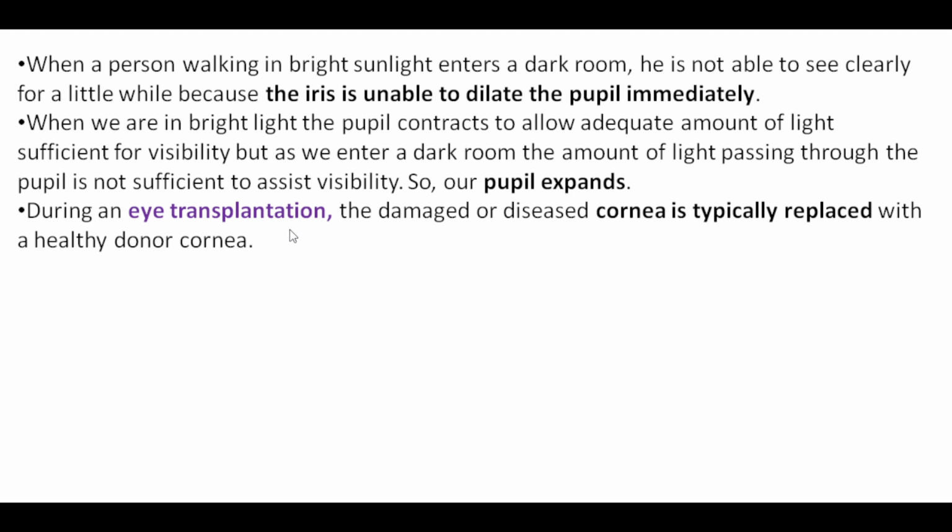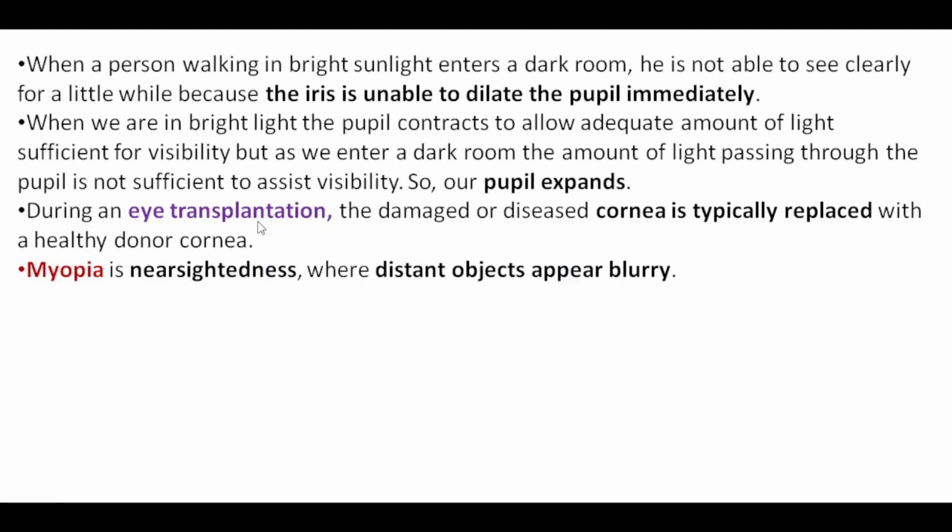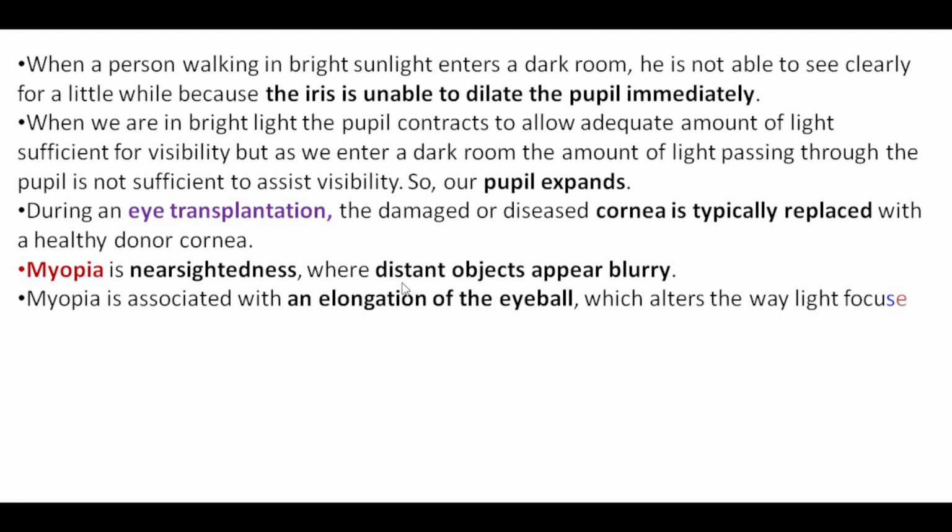During an eye transplantation the damaged or diseased cornea is typically replaced with a healthy donor cornea. आई ट्रांसप्लांटेशन में पूरी आई नहीं होती ट्रांसप्लांट, सिर्फ जो कॉर्निया है वो ट्रांसप्लांट होता है. ठीक है. Myopia is nearsightedness where distant objects appear blurry. जो दूर वाले जो ऑब्जेक्ट्स होते हैं वो थोड़े से धुंधले नजर आते हैं.